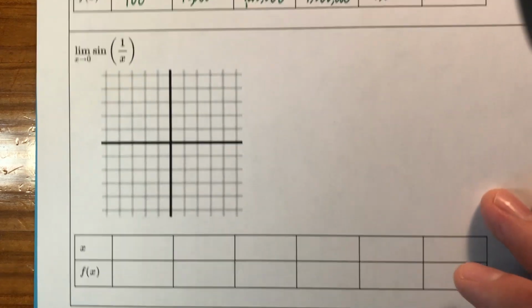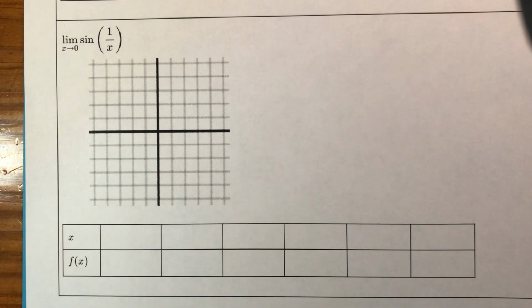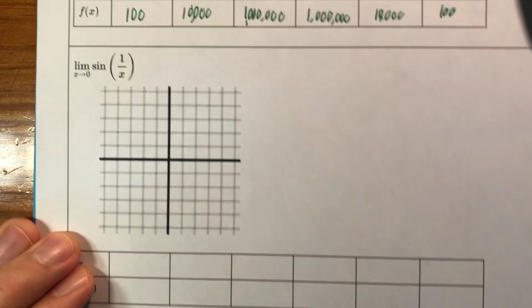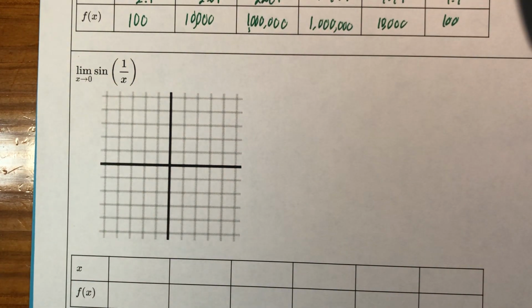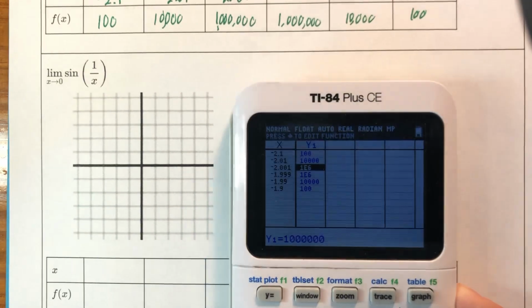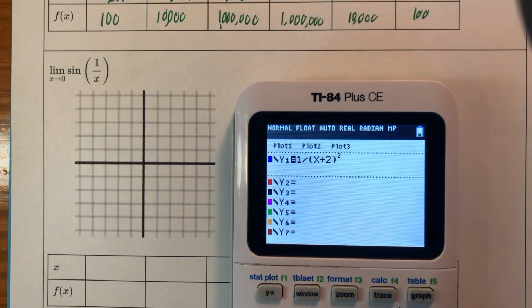First time I graphed this, I thought my calculator was messed up. I love this one. First of all, direct substitution is not possible. Plug in a 0. We've divided by 0. We have sine of 1 over 0. What is that? I don't even know. So let's type it and see what happens.